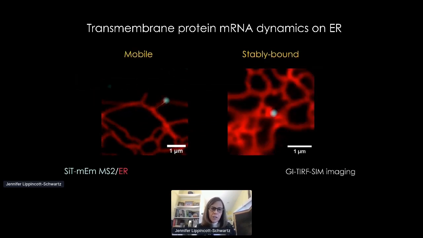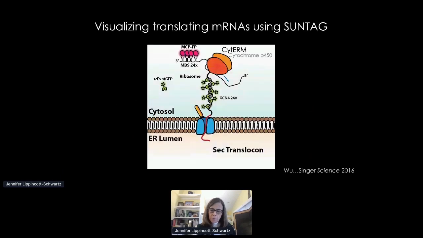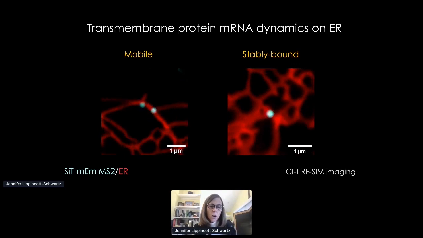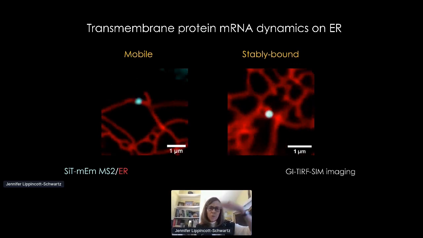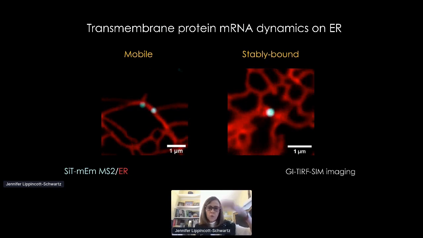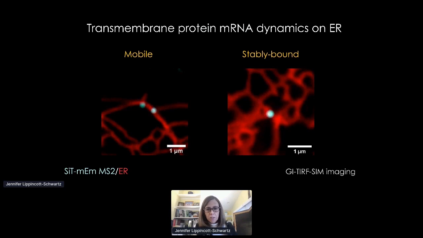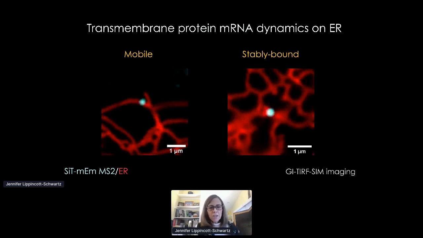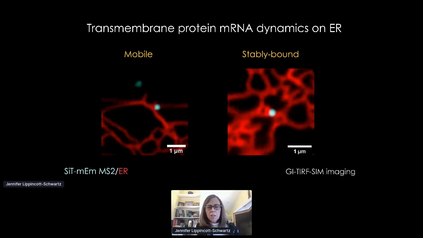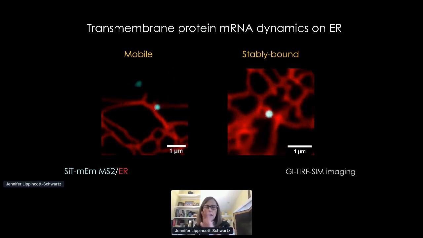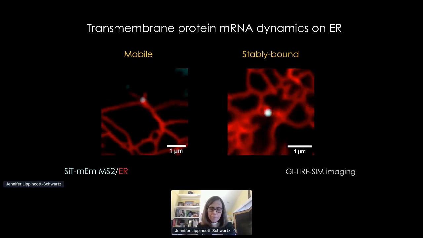So when Hee-Jin introduced this MS2 probe into his cells, he could see the mRNA coding for this protein that will ultimately translate sialyltransferase. The mRNA is moving and associating with the endoplasmic reticulum, which you can see in red. Basically, there were two types of mRNA that he could see in these cells: a mobile form of mRNA and a stabilized form of mRNA.